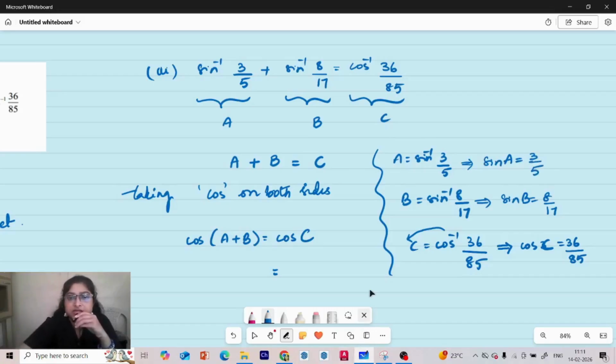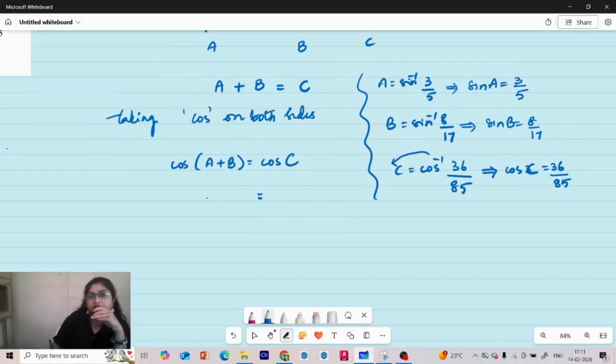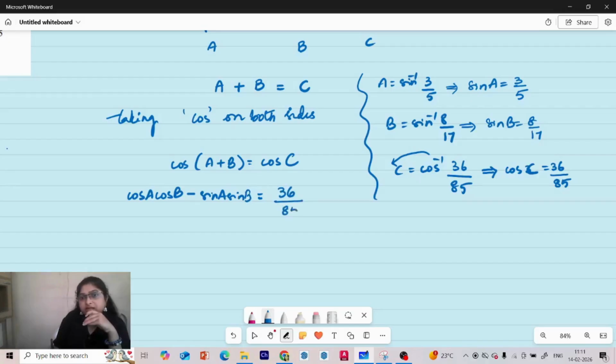Okay, so that's it. Let's just put in the values here. The cos a plus b formula is cos a cos b minus sin a sin b is equal to cos c. The cos c value, you know, is 36 by 85. So this is the equation that you have to prove.